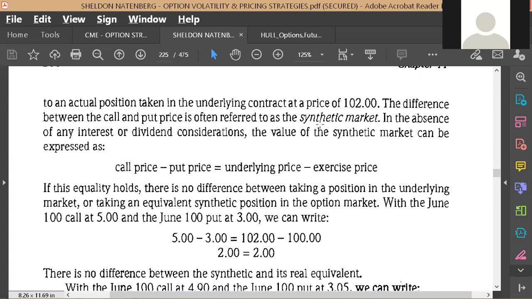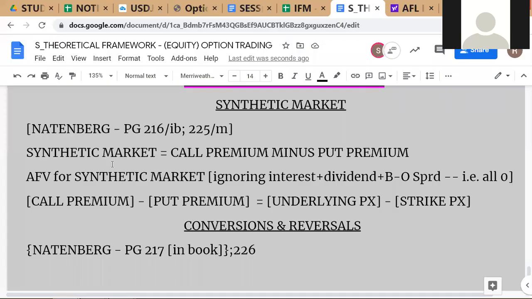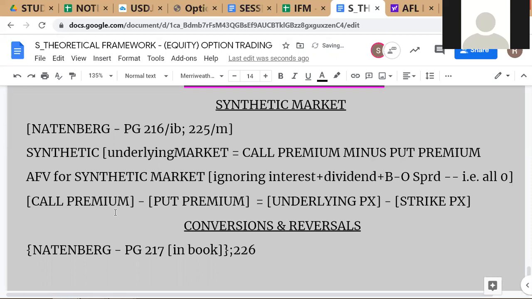So two statements that he has made: defining the synthetic market and setting the fair value of the synthetic market. So let's understand those statements. First he's saying synthetic market is equal to call premium minus put premium. Why is he saying that? What he's really talking about, though he hasn't mentioned these words, is the synthetic underlying asset. If you're looking at Microsoft call premium minus Microsoft put premium, that should be the synthetic market for the common stock of Microsoft. That's what he meant here. He hasn't clarified that, so I'm clarifying that for you.